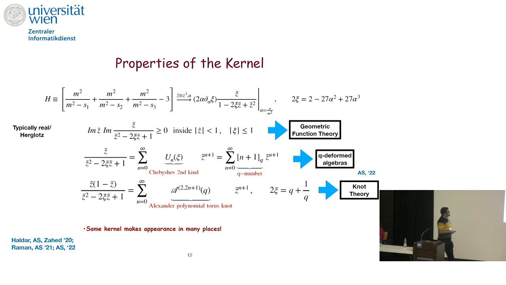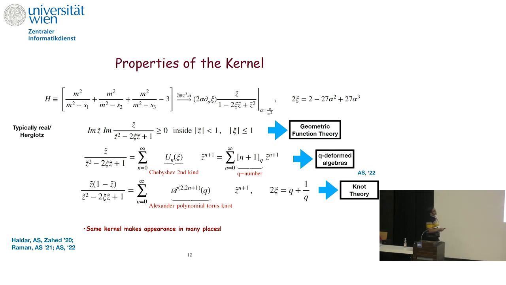The other two properties are not that familiar. The first property is what is typically called typically realness. It's also called Herglotzness in the mathematics literature. A typically real function satisfies the condition that the imaginary part of Z times the imaginary part of the function is greater than 0. This is supposed to be true for the entire complex plane, but for what I'm going to talk about it's sufficient that this property holds inside a unit disk.